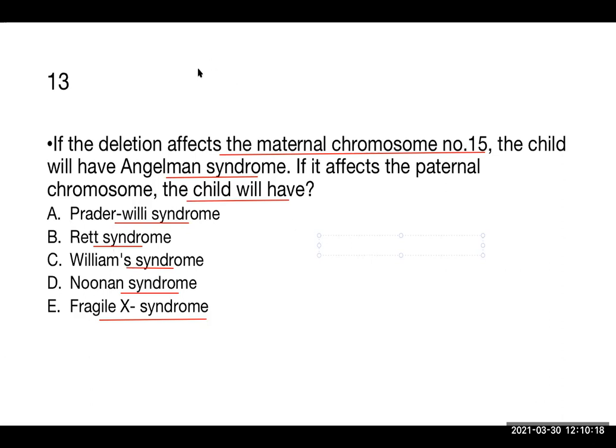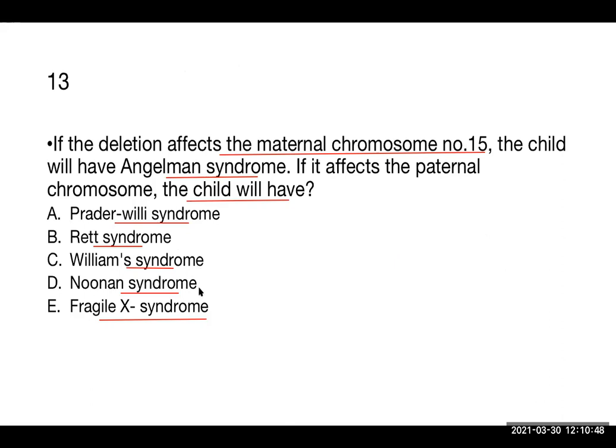Other things like Rett syndrome exclusively occurs in girls, and those girls have some abnormal type of movement, some learning disability, and some language disorder. Rett syndrome is not that very common. Williams syndrome, there is a typical appearance in the face, and then there is one problem in the heart in case of Williams syndrome. This is supravalvular aortic stenosis.